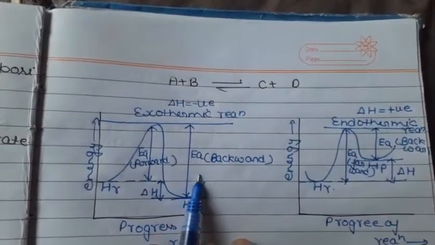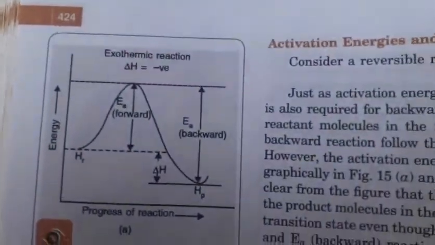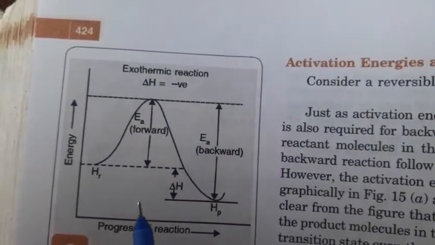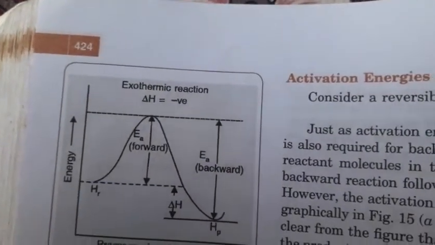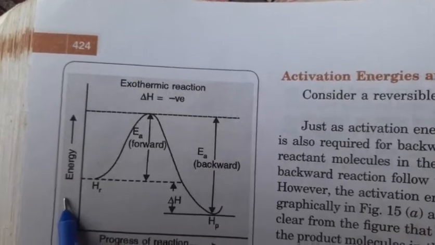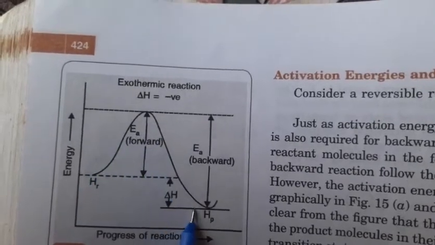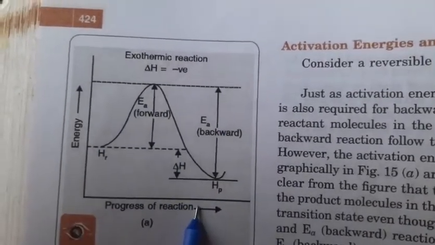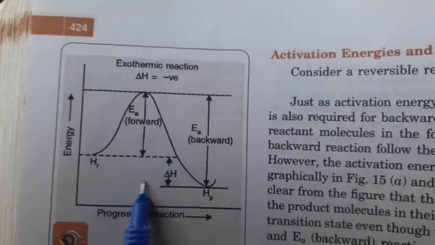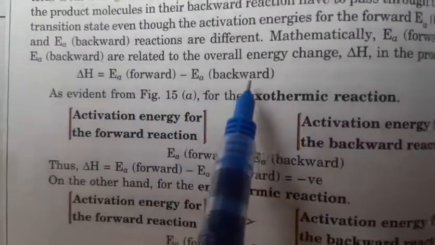Students, you can see this is the figure. You can see this figure in the book. Okay, this is the figure. You can see how it is represented. It is clear from that figure, this is the graph between progress of reaction and energy, that the reactant molecules in the forward direction and the product molecules in the backward direction have to pass through the same transition state. But mathematically you can see that delta H equals Ea forward minus Ea backward, the change in activation energy.